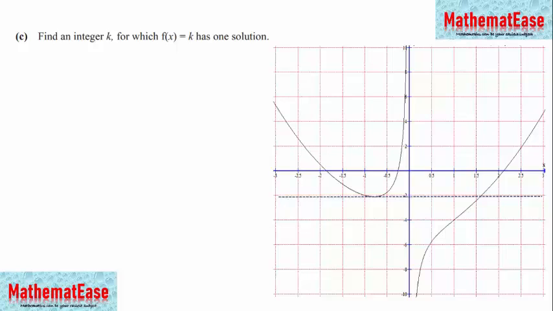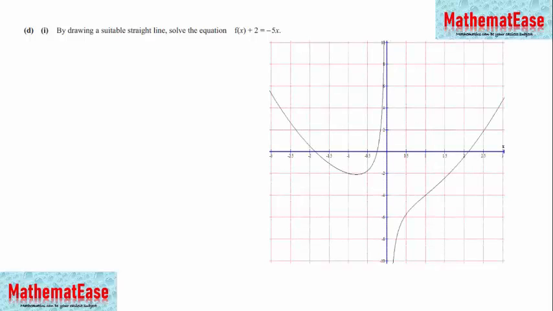But note, in this question, there is no condition that, for example, find an integer k for which f of x equal to k has no solution for minus 3 less than x less than 3. There is no condition there. So it means that this place can continue to grow up. As it grows up, we'll be having two solutions up there. So for you to have only one solution is strictly from about minus 2.1 downwards. Therefore, the answer is k less than or equal to minus 3.